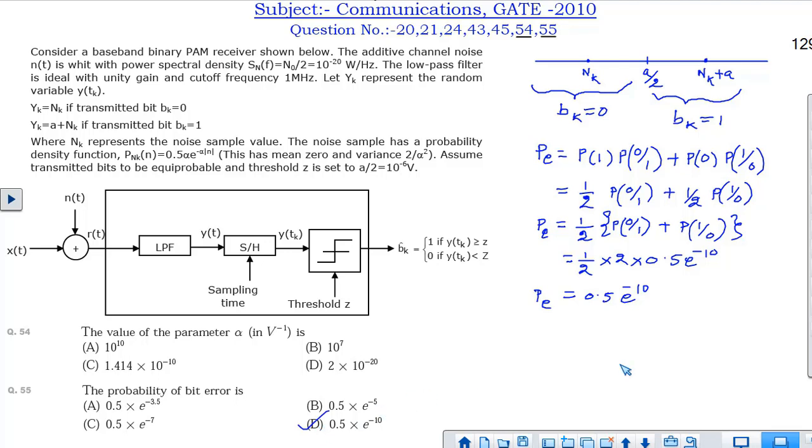This concludes solutions with concept of all the questions of GATE 2010 in respect of communication subject.